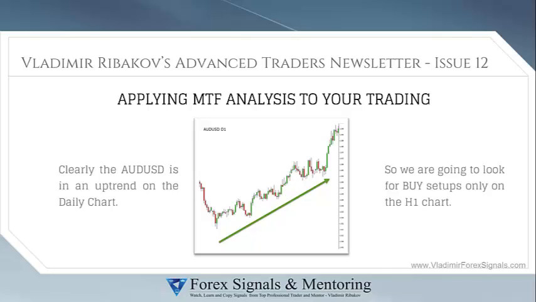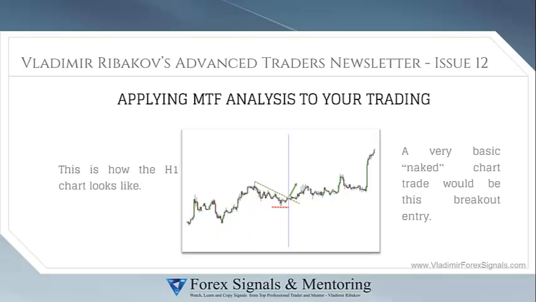Clearly and obviously this instrument, the Australian versus the dollar, is going up. This is an uptrend. So we are going down as low as the 4-hour chart, 1-hour chart. We will use the 1-hour chart for this example to find entries. This is how the 1-hour chart looks like, a very basic naked chart without any indicator or additional tools, right? Trade would be this breakout entry. So basically I will be looking just for pullbacks to jump in.